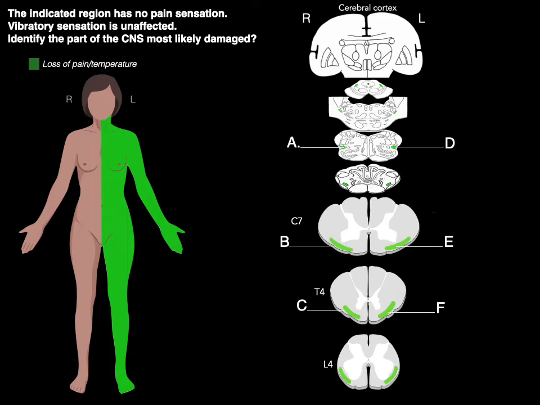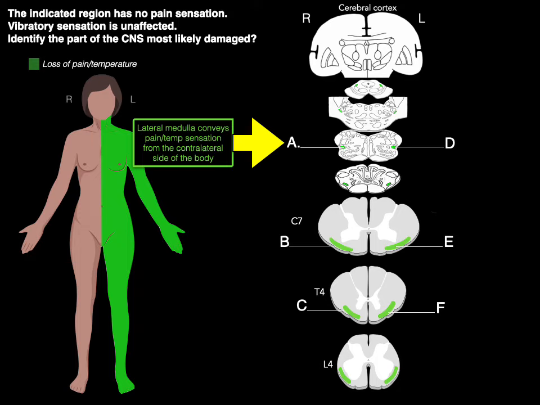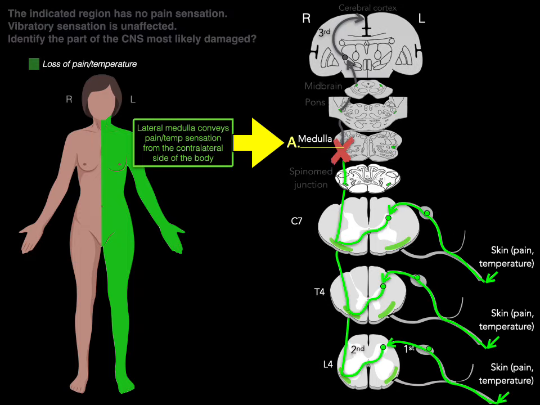Let's do another one. The indicated region has no pain sensation. Vibratory sensation is unaffected. Identify the part of the CNS most likely damaged. Well, I'm going to give you these choices and pause to let you answer, but I'm going to go ahead and answer. So there's loss of pain and temperature on the left side of the body, and the lateral medulla conveys pain and temperature sensation from the contralateral side of the body. And so A would be the best answer.